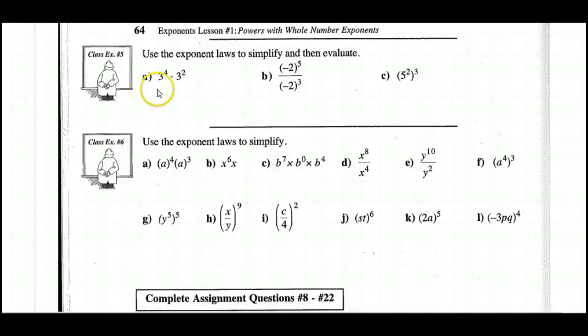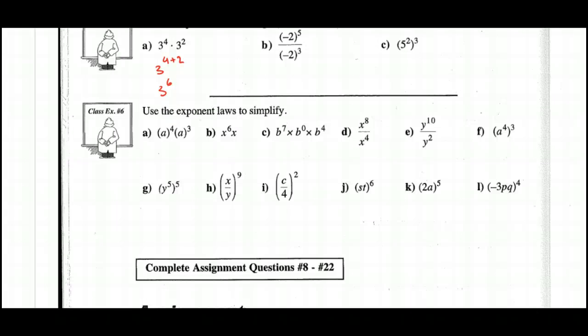Okay, I have 3 to the power of 4 times 3 squared. So it's the product rule. I'm multiplying. So I have 3 to the power of 4 plus 2, 3 to the power of 6. Okay, 3 to the power of 6. And I'll do that on my calculator. I don't have that one memorized, and that is 729.